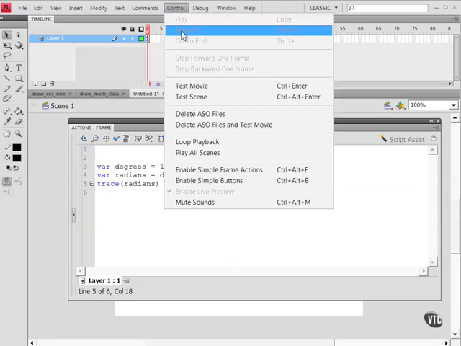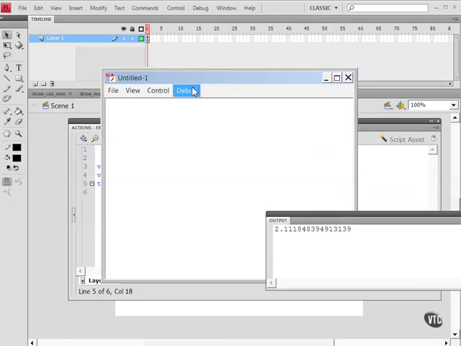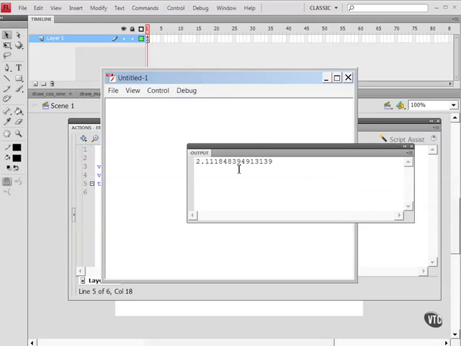So if I do a Control, Test Movie, notice that here in the Output panel I trace out the correct value. That's the radian equivalent of 121 degrees. You can see that degrees is easier to work with, so you'll be converting back and forth quite often.